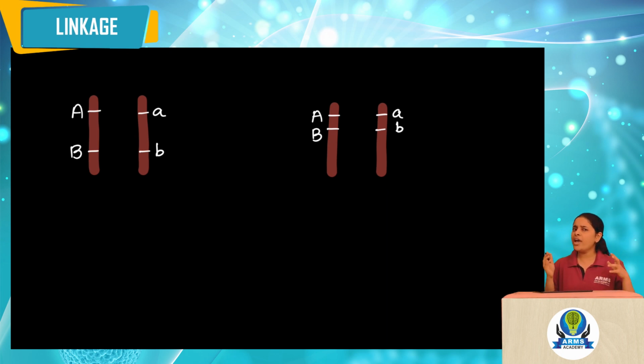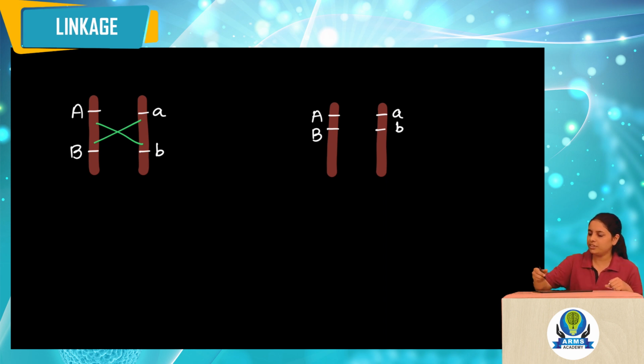Now, where is crossing over more frequent? Where the possibility is more? As the distance between A and B here in the first case is more, chances of crossing over are also more. But in the second scenario, as the two genes are located close to each other, the chances of crossing over are comparatively rare.